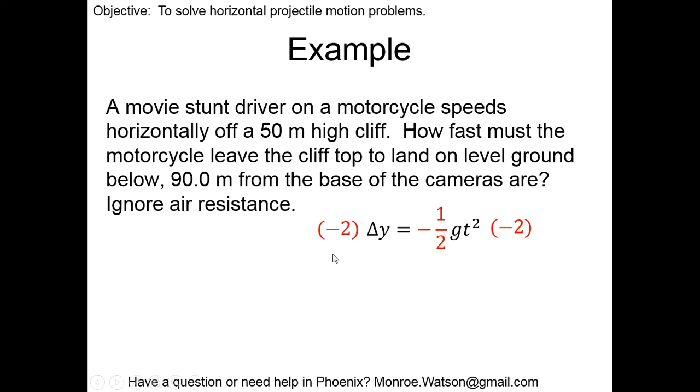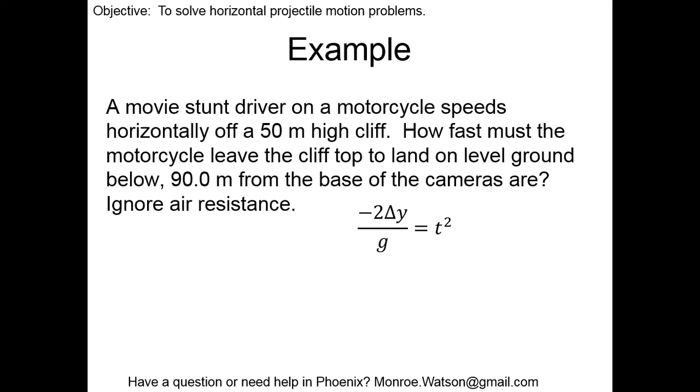I'm going to multiply it over here, and then I get rid of my terms. Moving on, I have -2 delta y is equal to g t squared. Next, I want to get rid of this g and isolate that t squared. I'm going to divide both sides by that g, cancel my like terms. What I do to one side, I do to the other. And now I'm left with -2 delta y over g.